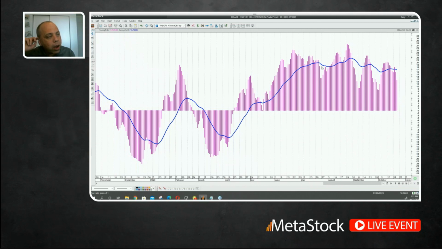Now, when we start talking about the medium-term trend, we're not as concerned about whether it's above zero or below zero to get a signal out of it. What we're looking at is what Rahul calls a change of momentum or a change of direction or a change of force.